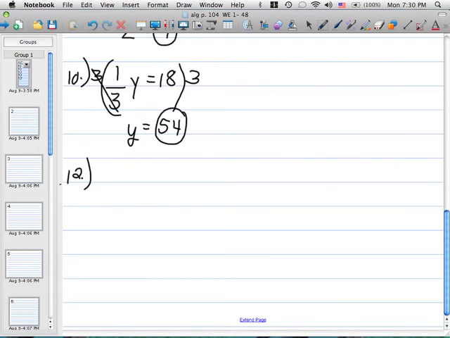Skip a line, number 12, c over 4, 2 lines for that fraction, equals -9. We're dividing by 4, so we're going to do the opposite and multiply by 4. The 4's cancel out, leaving c equals -36.